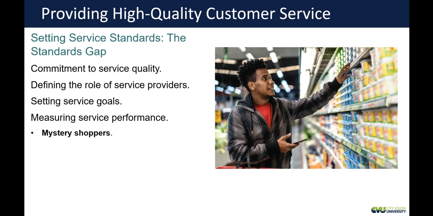So the other piece could be maybe it's a standards gap. If we say that we are committed to high quality service and everything else, we say that, but do our goals measure up? This is where we might want to measure our service performance and ask consumers, hey, how are we doing?